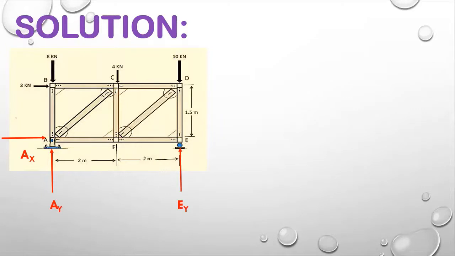So we have to sum up the moments at A or at E. It's up to you, but since there are two support reactions acting at joint A, we are going to sum up moments at joint A first, then AX and AY will become 0. So how can we do that? Look here. We are summing up the moment at A equals 0, and the anti-clockwise direction is the positive one. So AX will become 0 and AY is also 0.